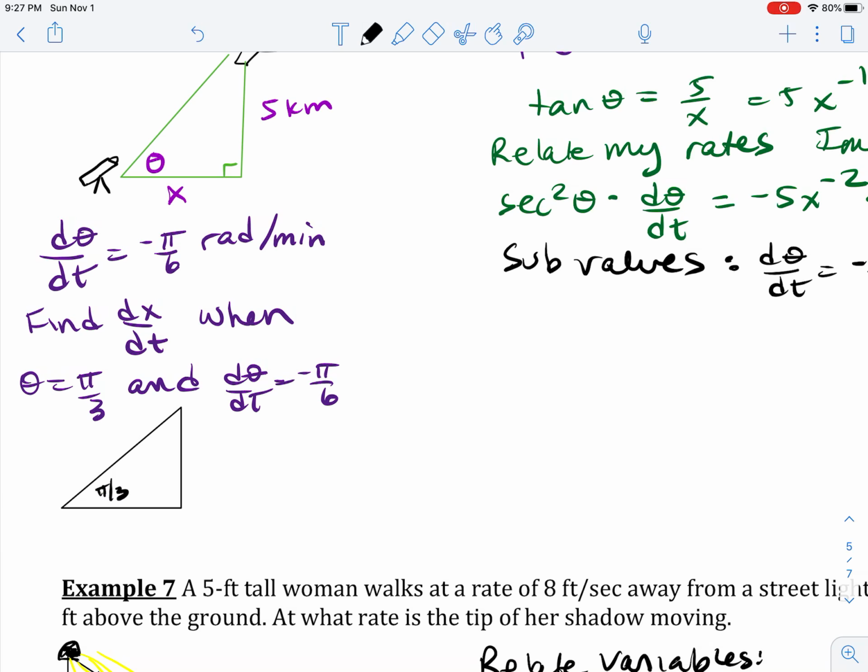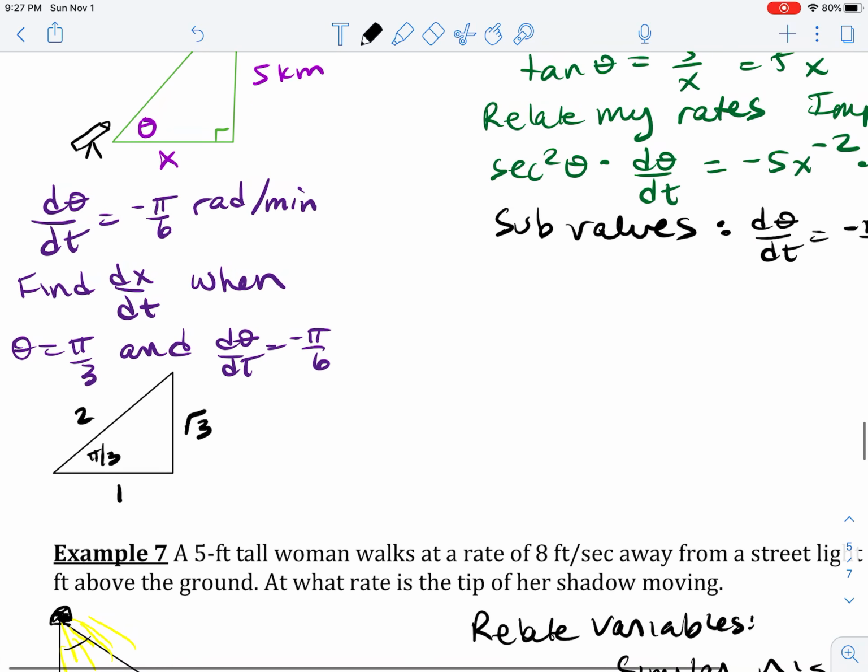I'm going to draw my triangle again, and I'm going to have that this angle is equal to π over 3, right? Because that's my angle θ at π over 3. That's 60 degrees. And you can either use a trig wheel or you can use that special triangle with proportion constants, which is usually what I do. And so my proportion constants are 1, 2, and root 3, because the side opposite a 30-degree angle is half the hypotenuse, and the 30-degree angle is the other angle.